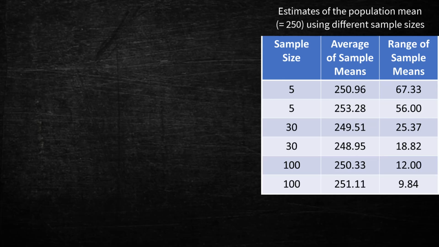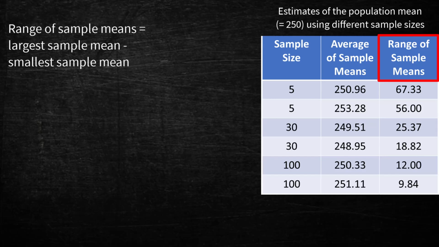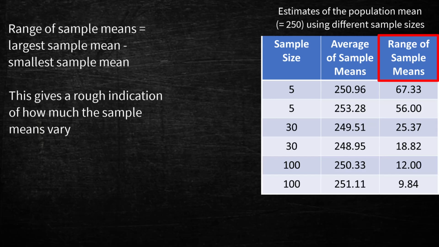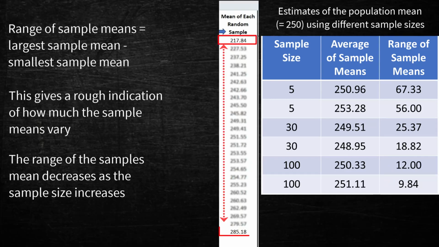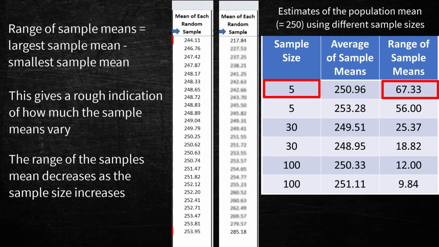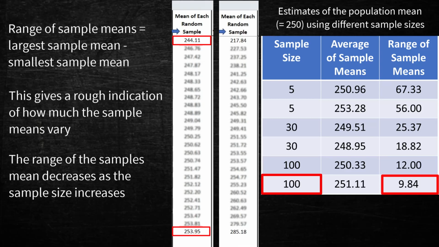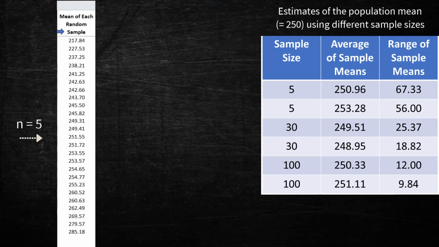Let's examine the column labeled Range of Sample Means. As a reminder, the range of sample means is calculated by taking the largest sample mean and subtracting the smallest sample mean from it. This gives us a rough indication of how much the sample means vary from each other. We can see that the range of the sample means decreases dramatically as the sample size increases. You can see that the difference between the smallest sample mean and the largest in the first sample of 25 means of sample size 5 was about 67 milliseconds, while the difference in the last sample of size 100 was only about 10 milliseconds.